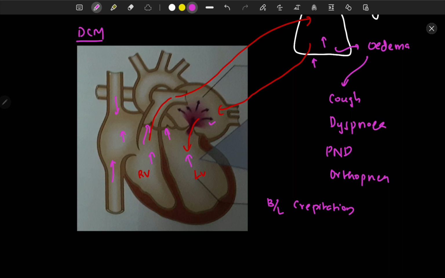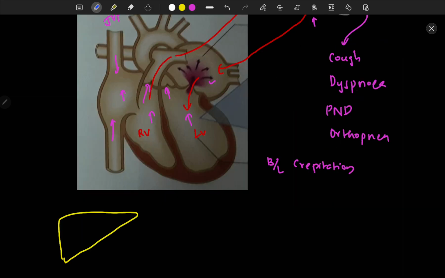So the venous pressure will rise, and here the JVP, that is the jugular venous pressure, will also rise. So there will be elevated JVP. Due to this, in the liver, the blood cannot be drained into the inferior vena cava. So due to this, there will be hepatomegaly.